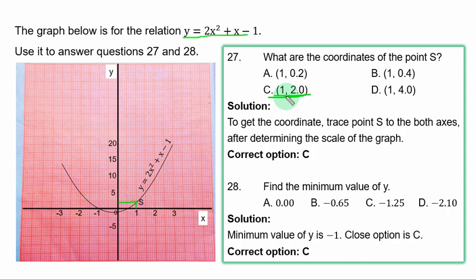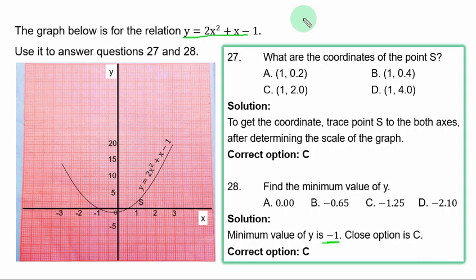28. Find the minimum value of Y. From the graph, the minimum value is -1. That is not in the option. The closer option is C. So you can go by option C.